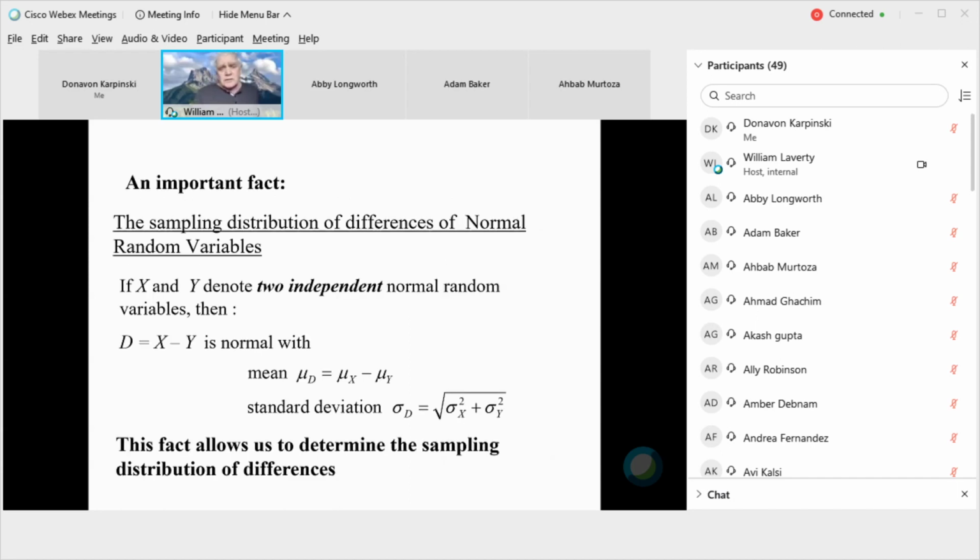There's an important fact in combining random variables. If you have two independent random variables and they're both normally distributed, the difference will be normally distributed with the mean equal to the difference in the two means. The standard deviation is a little bit more complicated. It's the square root of the two standard deviations squared and added together. If you have two statistics and you want to look at the difference, it's a good way of comparing what the two statistics are measuring. This allows you to find the distribution of that difference.